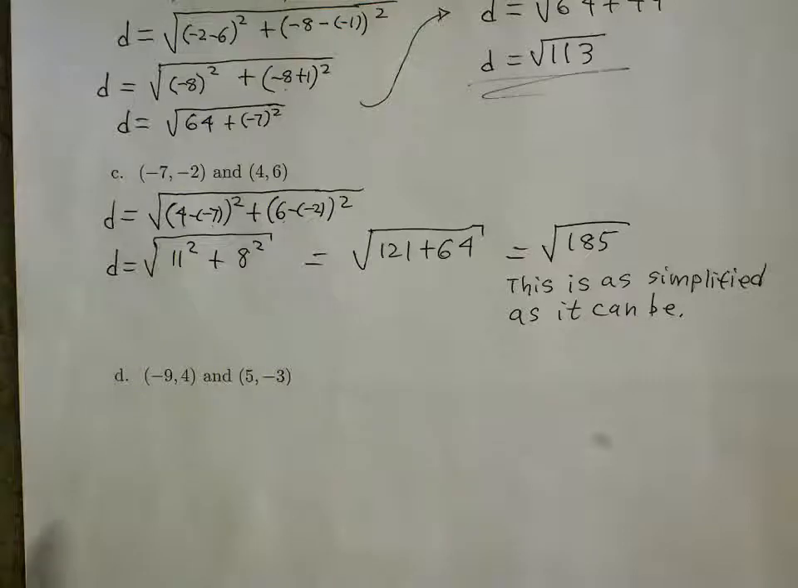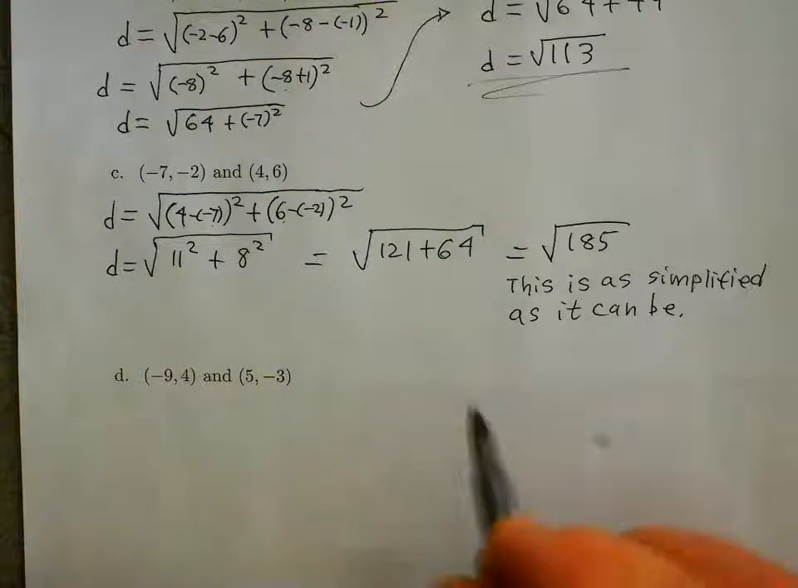So some of these you can do in your head. For example, -9 minus 5 is -14, and the number -14 squared is 196. 4 minus -3 is 7. 7 squared is 49. And 196 plus 49 is 245. And the square root of 245 can be simplified because 5 times 49 is 245. So this just turns out to be 7 times the square root of 5. Is that what you got?